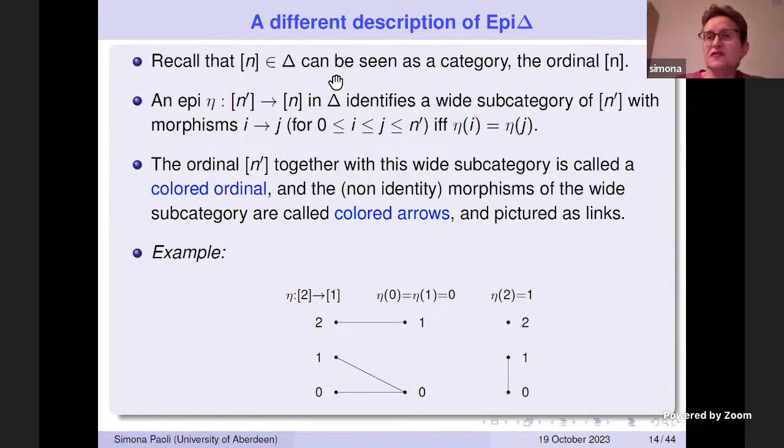Now, suppose you have an epimorphism in delta. This identifies a wide subcategory of the source, n prime, by saying if you have i less than or equal to j less than n prime, then you have a morphism from i to j if eta of i is equal to eta of j. So these are the morphisms of your wide subcategory. So let's look at this example. You have this epimorphism from 2 to 1, and you have a wide subcategory in which the non-identity morphism is the morphism from 0 to 1, because these are the two things that are mapped to the same 0 by eta.